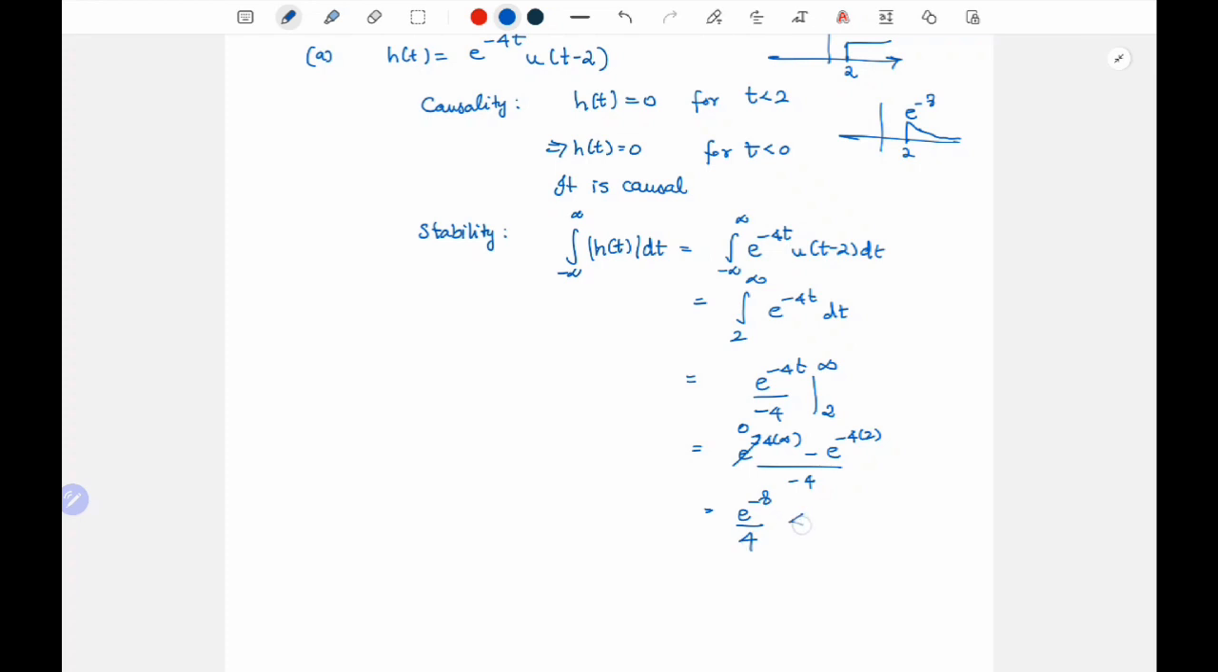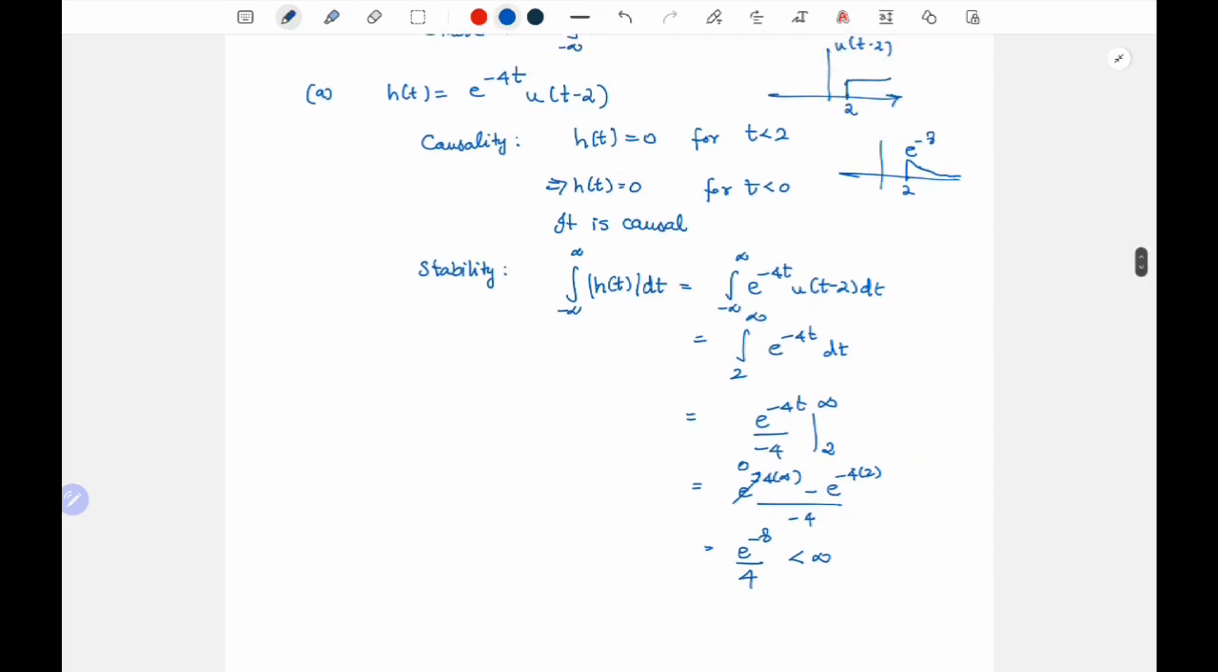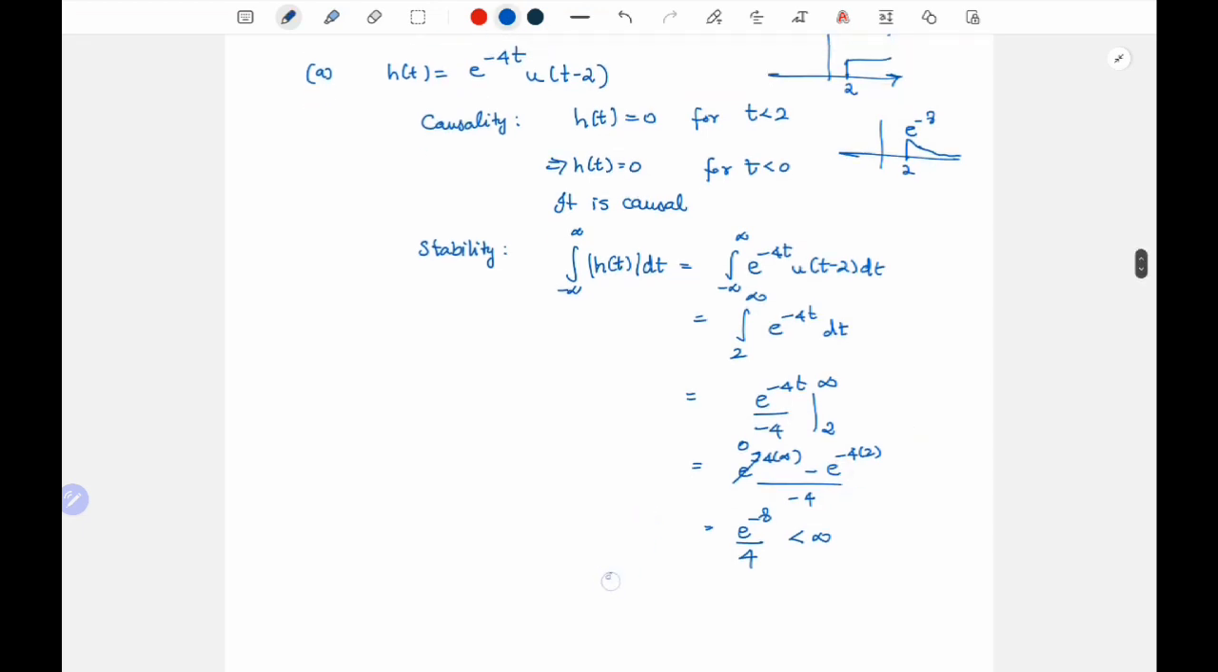As you can see, this is always less than infinity. Another check you can do here is, this integral should always be positive. If you get any negative term here, then it means that you have made some calculation mistake. So you should always expect a positive number here. Okay, so this is stable.